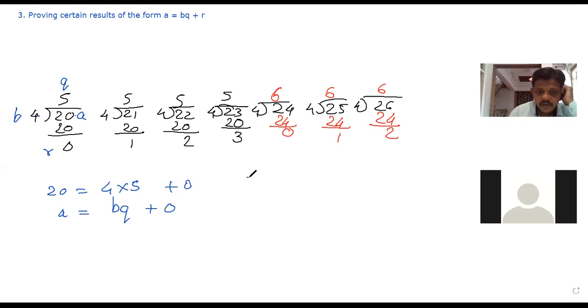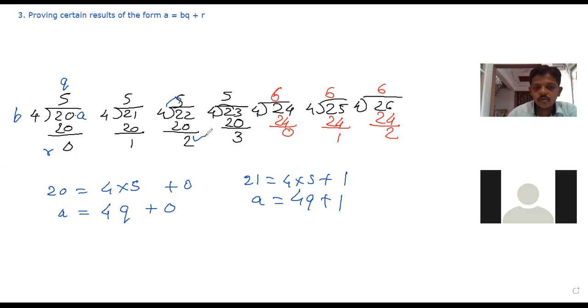Yes. For 21, it is 4 into 5 plus 1. So A is equal to BQ plus 1, where B is 4. Let me make it more clear. Your B is 4. So it is 4Q plus 0 or 4Q plus 1 or 4Q plus 2 or 4Q plus 3. Yes or no?